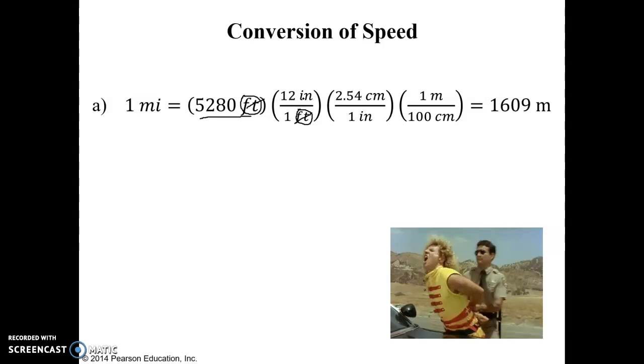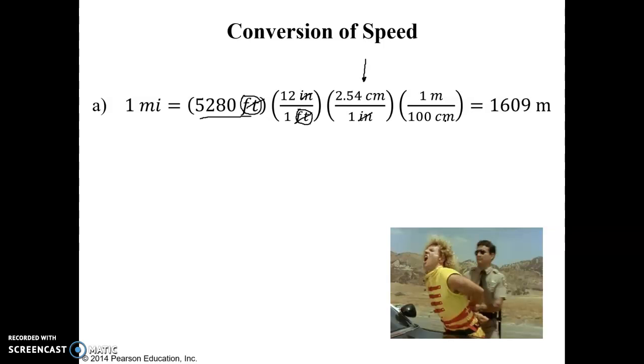Okay, but let's get rid of inches now. In the next ratio, I put inches on the bottom. So inches and inches will cancel out. 1 inch is equal to 2.54 centimeters. That is the definition of an inch. It's based on the metric system. It's based on 2.54 centimeters. So that's an exact conversion. Okay, but we don't deal with centimeters. We want to deal with meters.